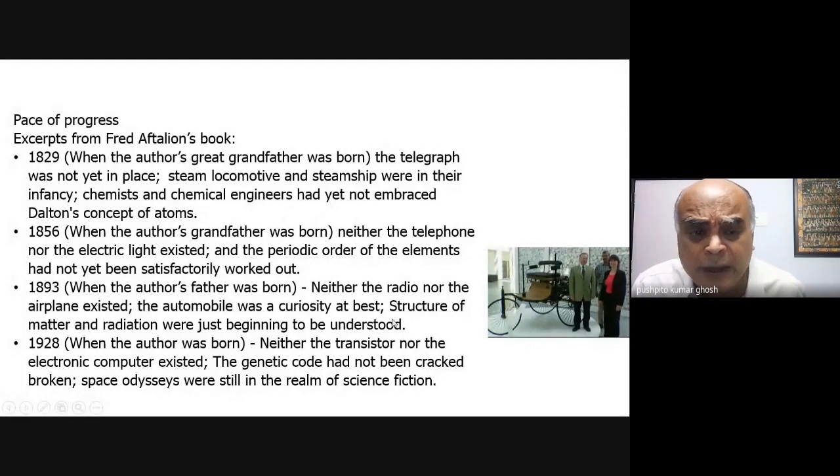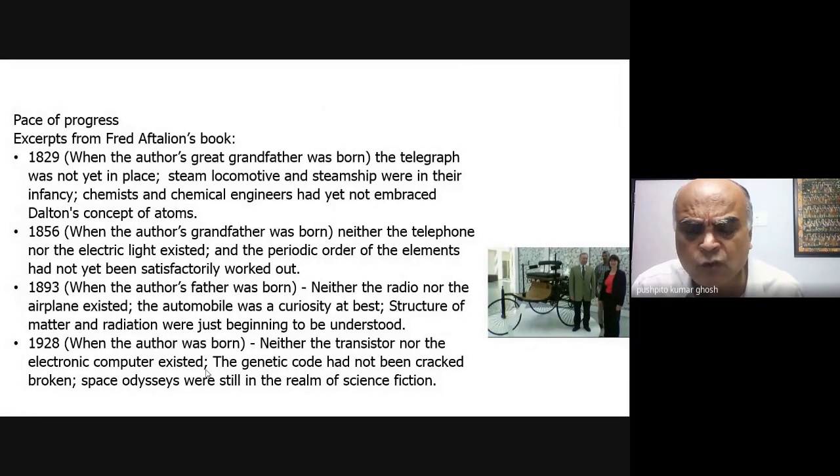For example, the structure of matter and radiation were really just beginning to be understood, but it had to wait for the knowledge that was provided by Rutherford, which came later. So even then, 1893, we are talking about 130 years or thereabouts. In 1928, when Aftalion was born, the electronic era had still not commenced. Neither the transistor nor the electronic computer existed. We are talking about not even 100 years. The genetic code had not been cracked.